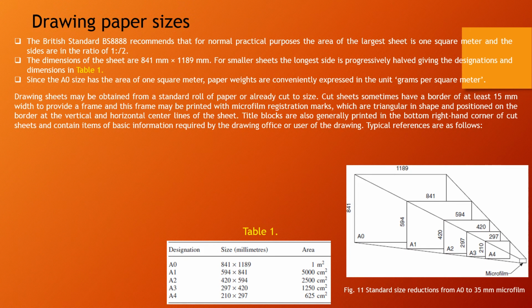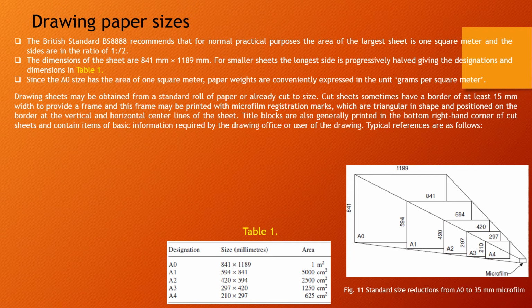Let me explain. Drawing sheets may be obtained from a standard roll of paper or already cut to size. Cut sheets sometimes have a border of at least 15 millimeters, which provides a frame, and this frame may be printed with microfilm registration marks, which are triangular in shape and positioned on the border at the vertical and horizontal center lines of the sheet.